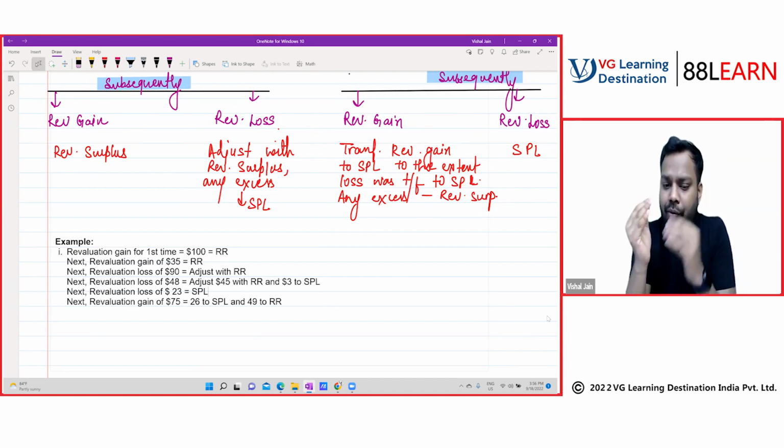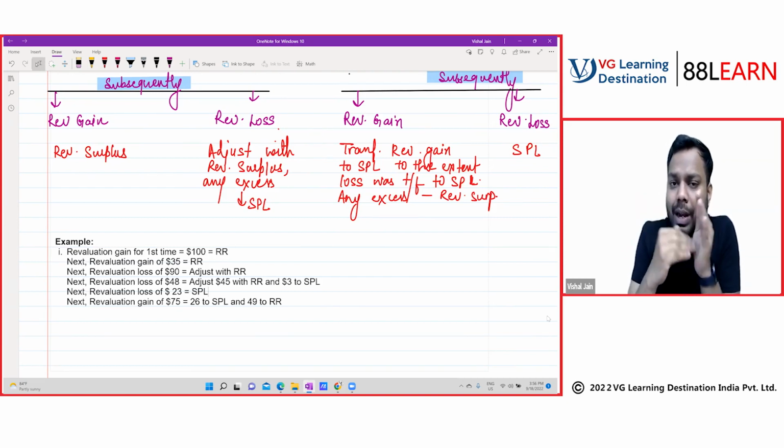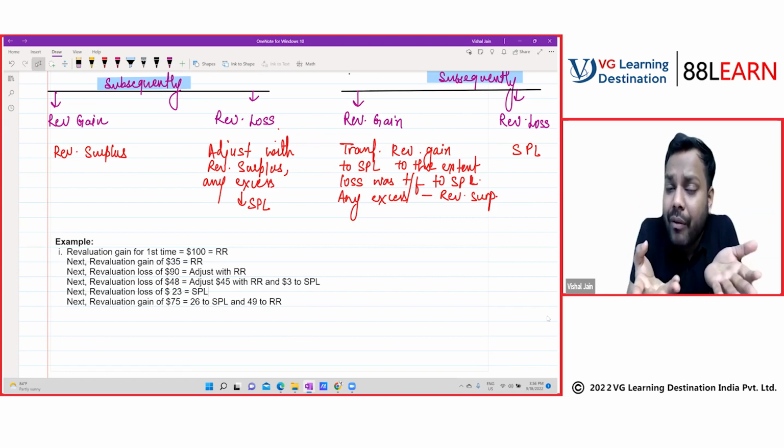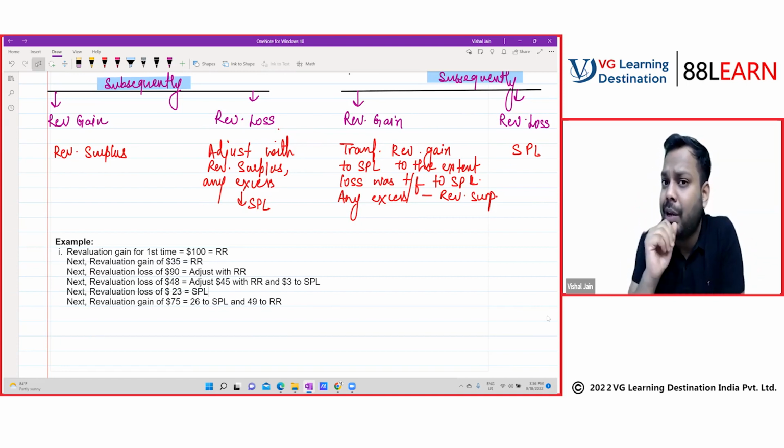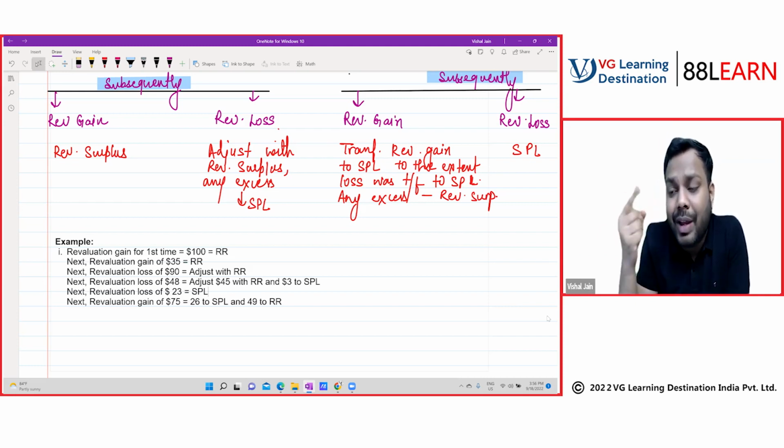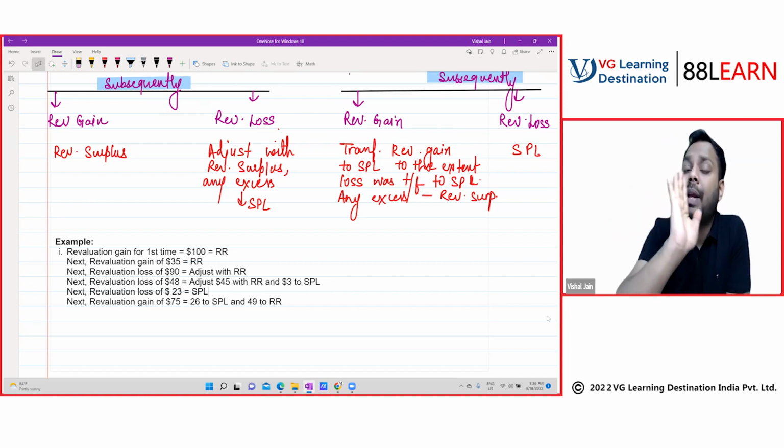How? See, if we have a revaluation surplus, we can decrease it. If we don't have a revaluation surplus, is there any possibility to decrease it? No, right? So in that case, what will we do? For the time being, we'll transfer it to P&L. Next time, whenever we have a gain, we'll adjust it with the P&L first.